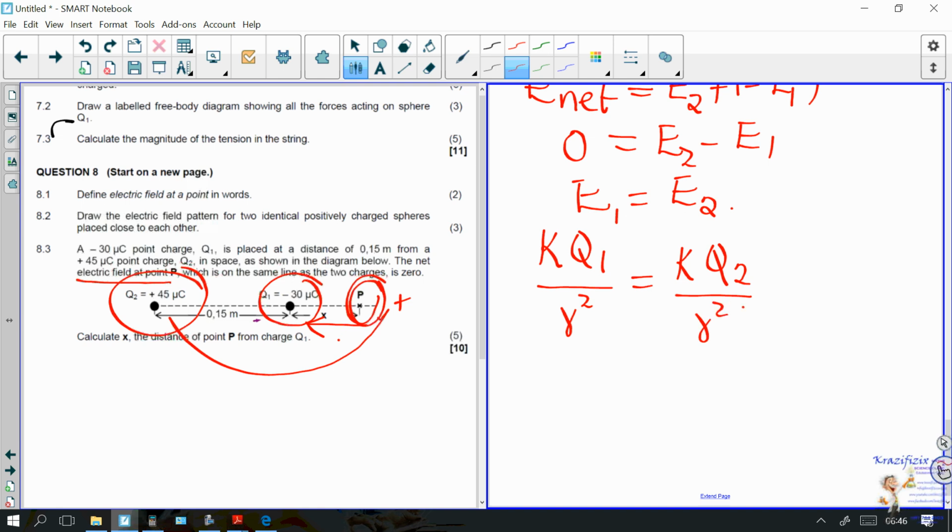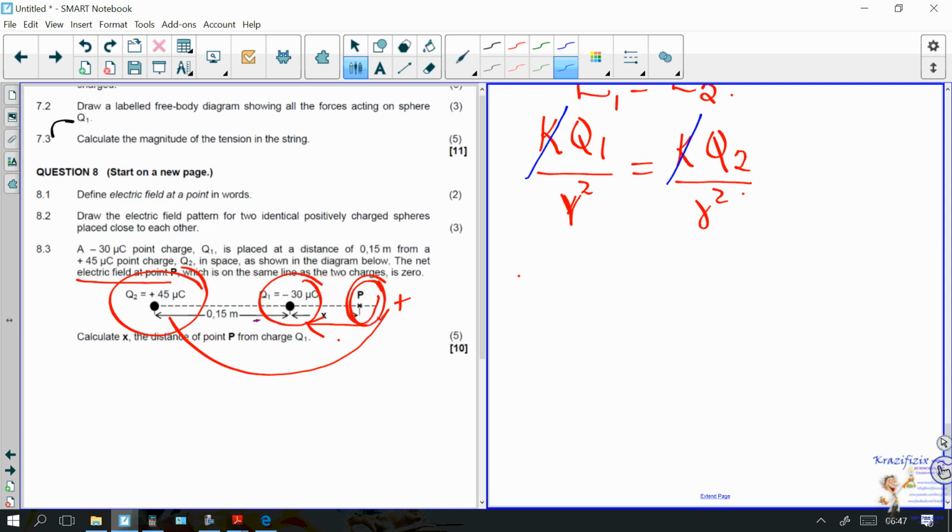What is my k? 9 times 10 to the power... Okay, I want to show you something. You need to learn a few things here to make mathematics a bit more fun. If you divide both sides by k, automatically this k cancels that k. You need to learn that trick. So Q1 over r squared equals Q2 over r squared.